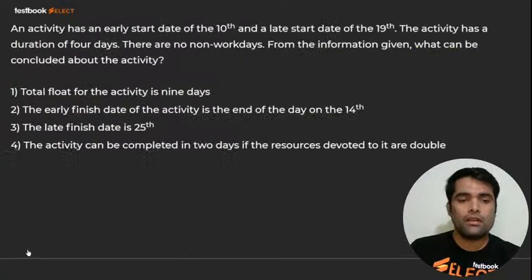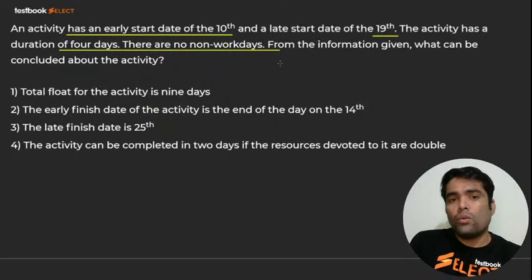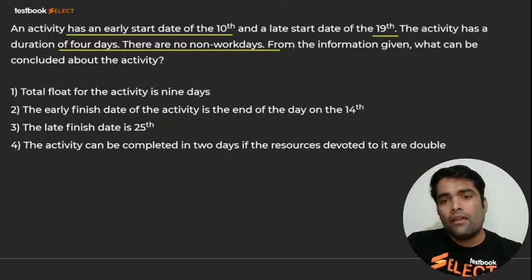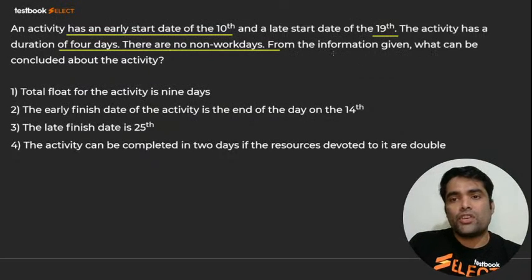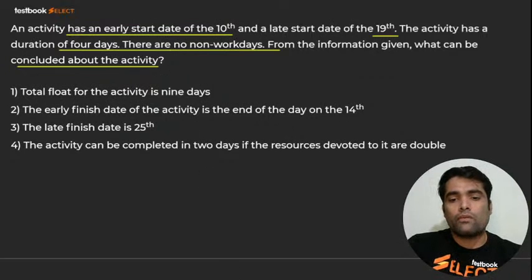Last one. An activity has an early start time. Here, the early start date is 10th, and the late start date was 19th. The activity has a duration of 4 days. There are no non-work days, which means all the days from 10 to 19 will be working. From the information given, what can be concluded about the activity, my dear? What can we conclude from the above data?